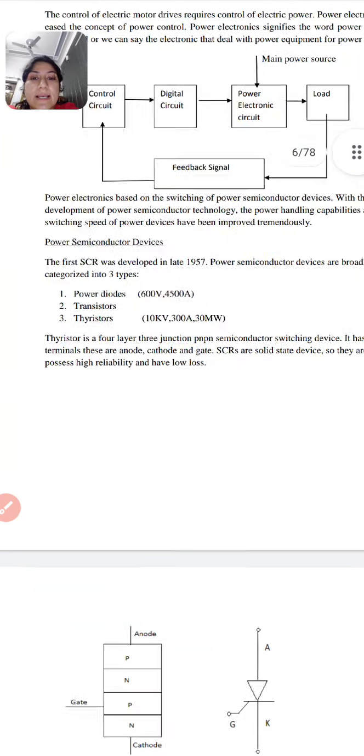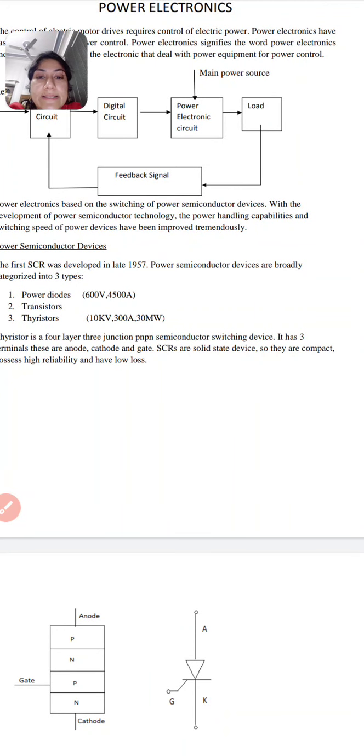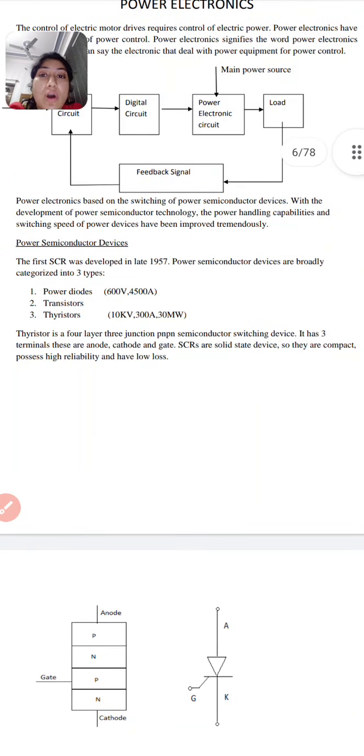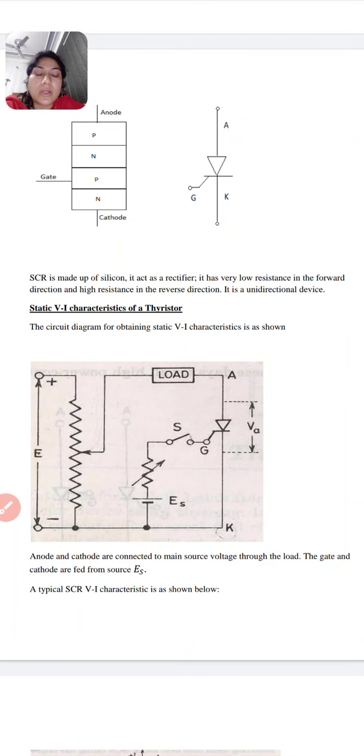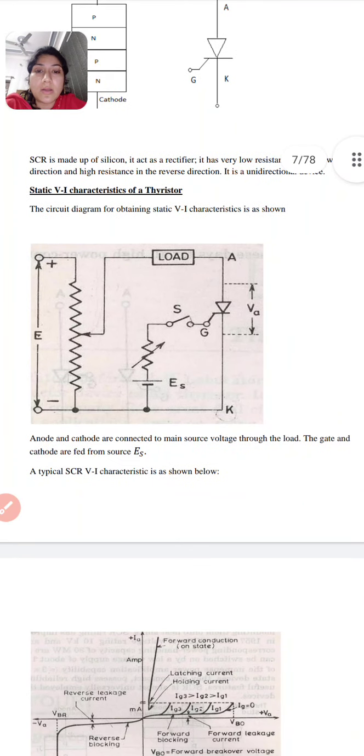SCR is a solid state device. It is compact, its reliability is high, and it has low power losses. The power loss in this circuit is very low. SCR is made up of silicon. It is just like a rectifier: it offers low resistance in the forward direction and high resistance in the reverse direction. So it is a unidirectional device. Now the characteristics of SCR, this is very important.